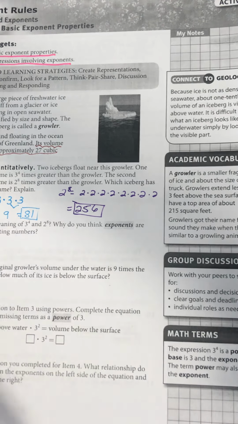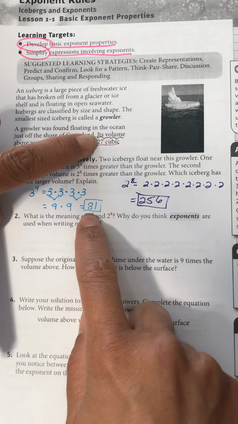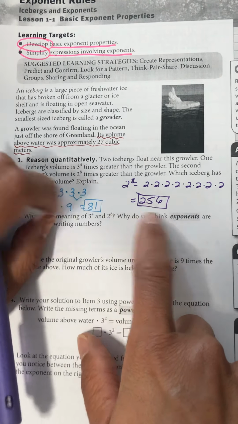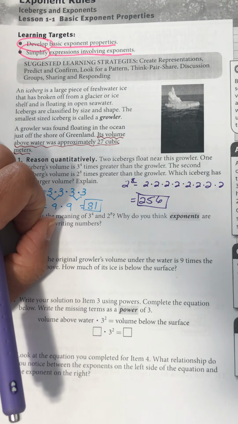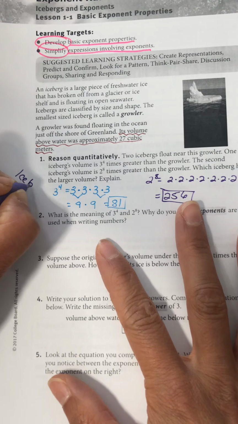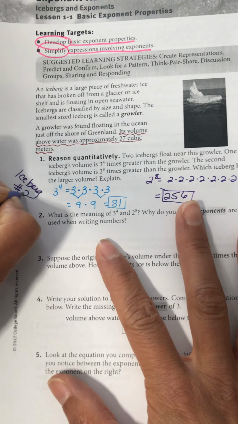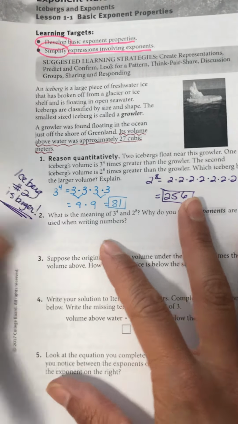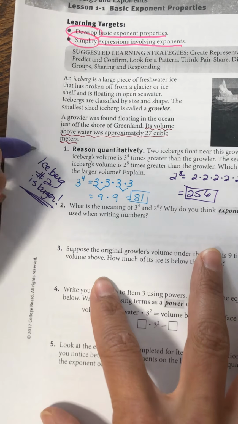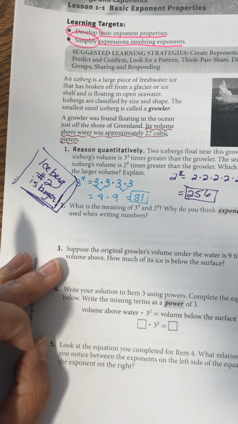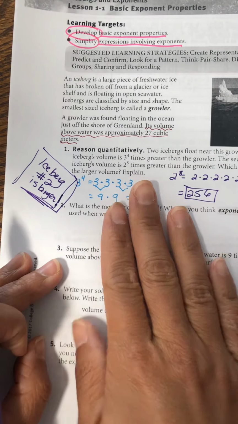So we look at how much we're multiplying by. We would multiply the original growler by 81 to see how big the volume was, and then the original growler by 256 to see how much bigger the second iceberg was. Well, obviously the second iceberg is going to be much larger, so the answer to this one is iceberg number 2 is larger. I'm going to go ahead and also box that because that's the answer to the question. But our math is kind of doing the explaining here, and then we have our answer to back it up.